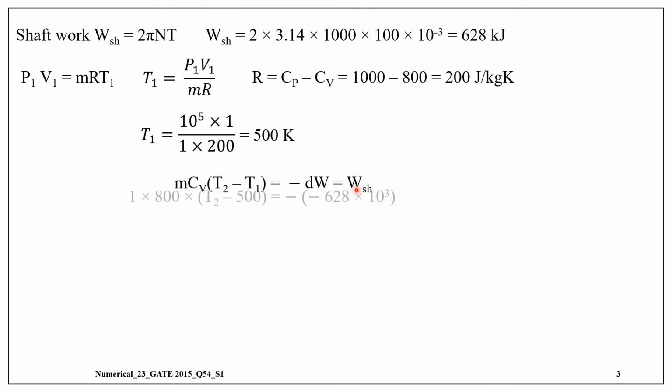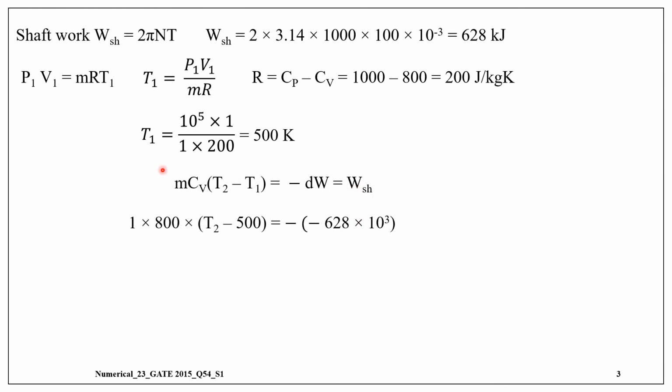You can substitute the known values. Mass is 1, Cv is 800, T2 we need to find, T1 is 500, shaft work minus 628, 10 power 3 is to convert kilojoules into joules. This yields T2 equal to 1285 Kelvin.